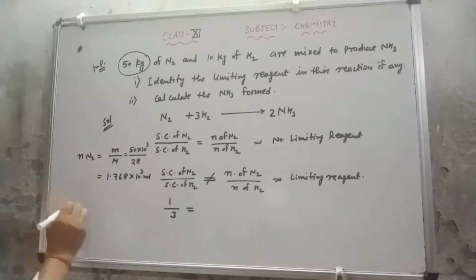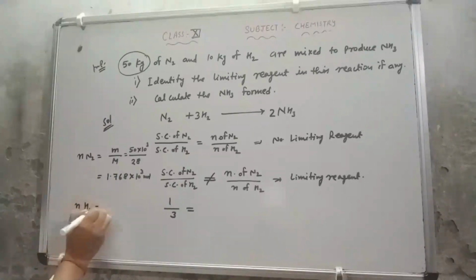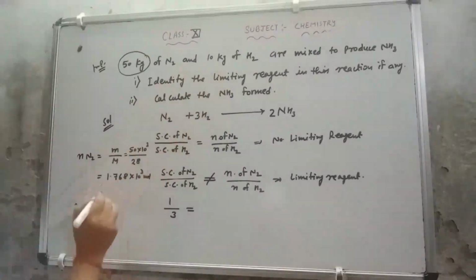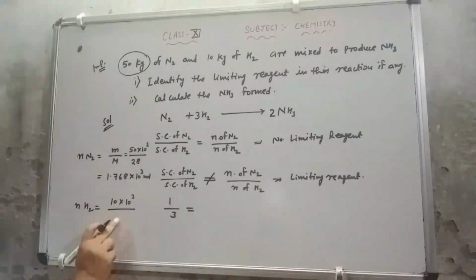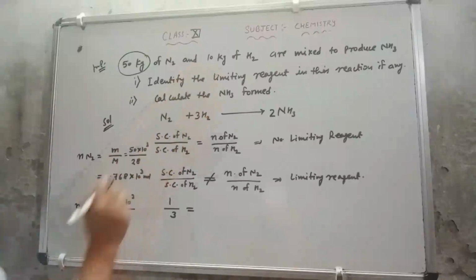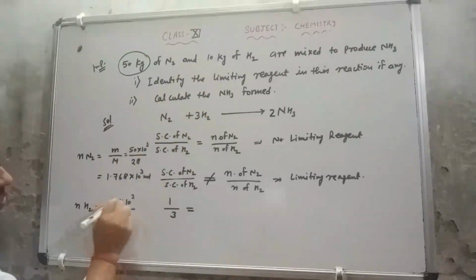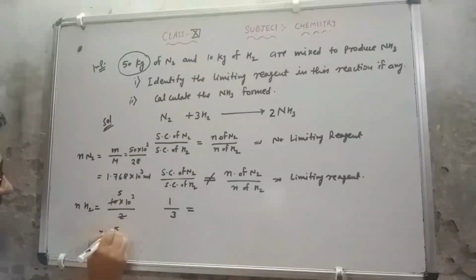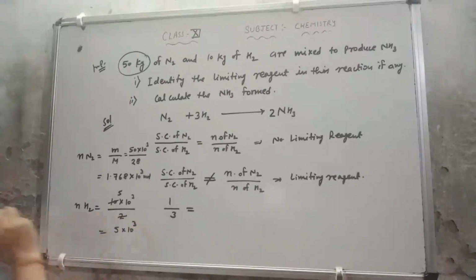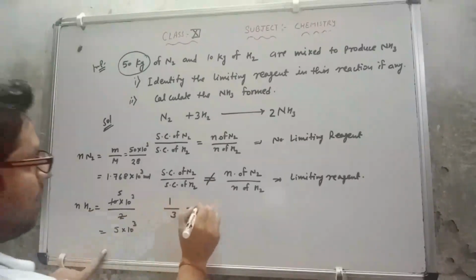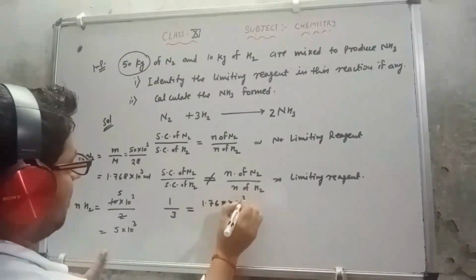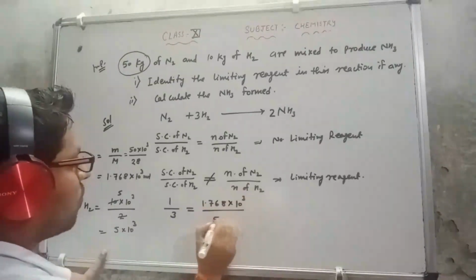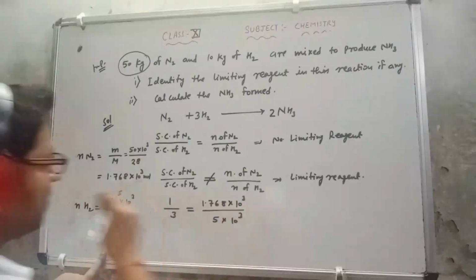In the same way I will find the number of moles of H2. The mass of H2 given is 10 kg, that means 10 into 10 to the power 3 upon the molar mass of H2. This is 2, 2 fives are 10. So what I am getting? 5 into 10 raised to the power 3. So this is coming 1.768 into 10 raised to the power 3 upon 5 into 10 raised to the power 3.